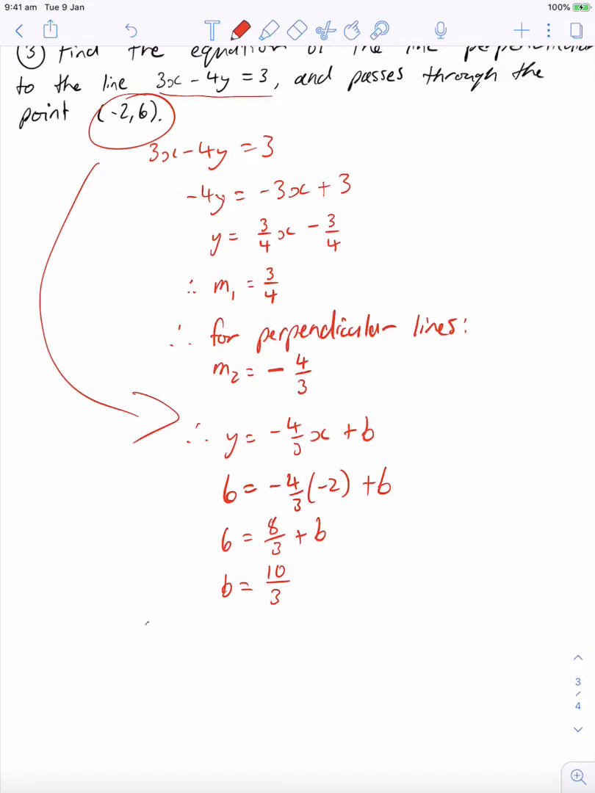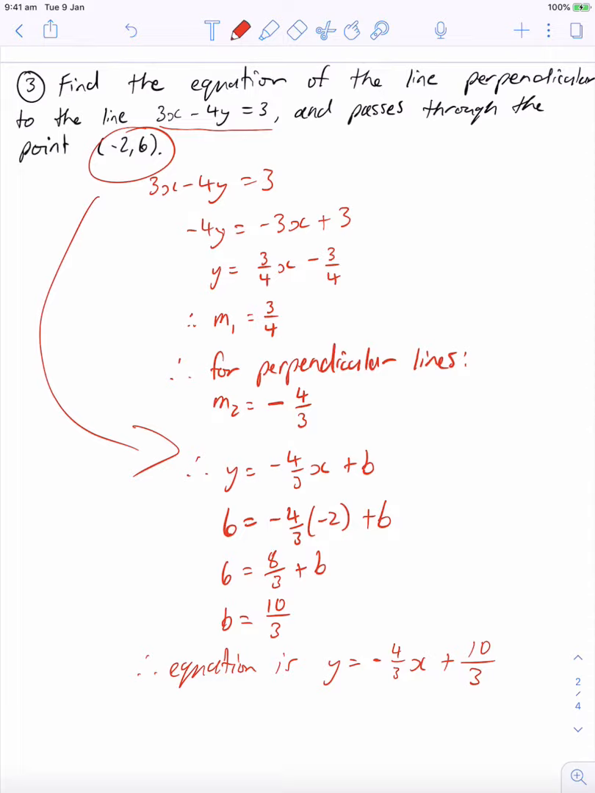And so therefore my equation is y equals minus 4 on 3 x plus 10 over 3. A little bit messy, but there you have it. That is the equation of the line perpendicular to the line and passing through that point.